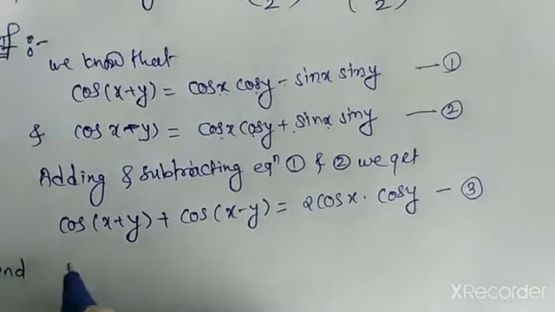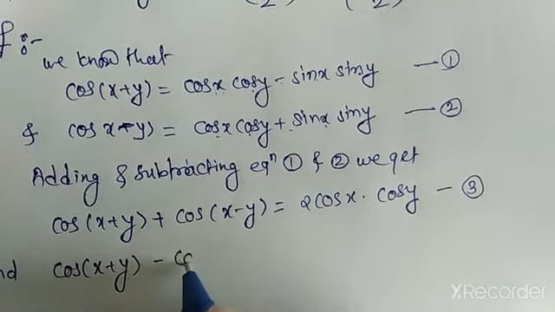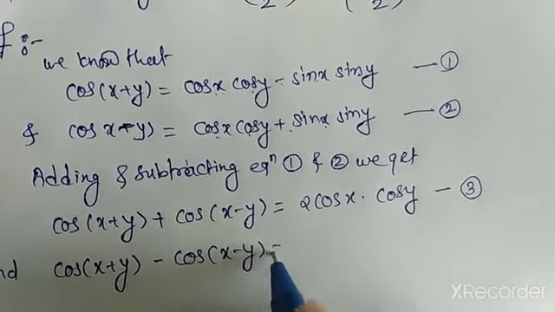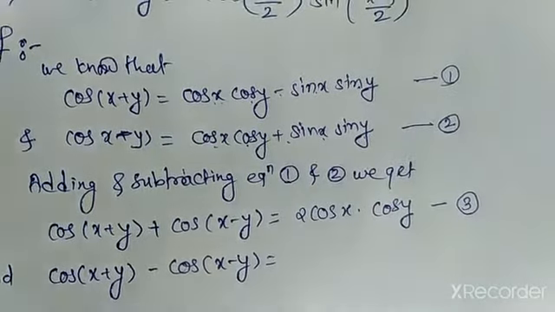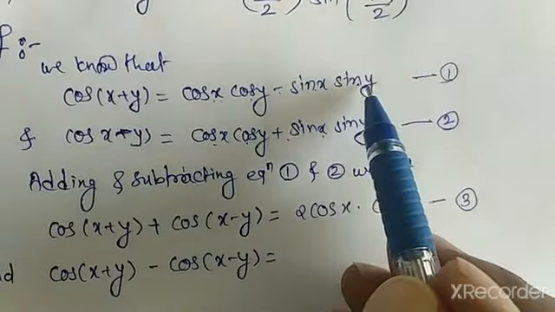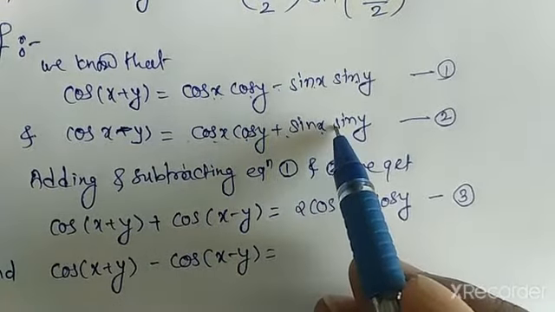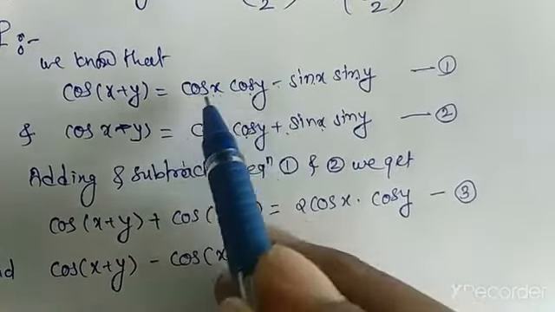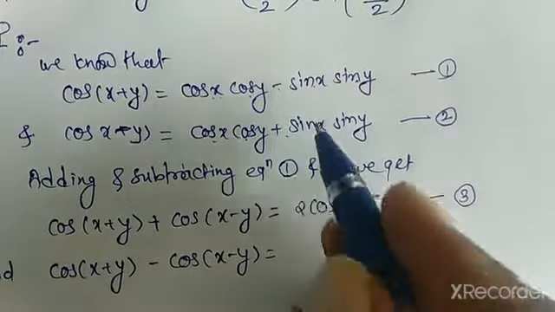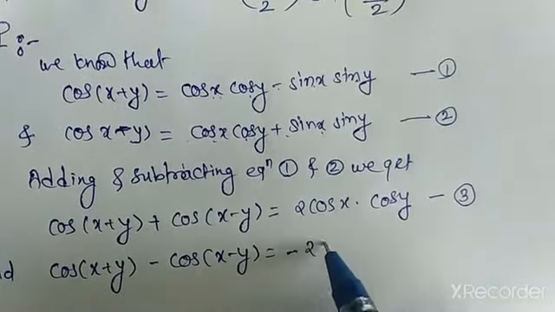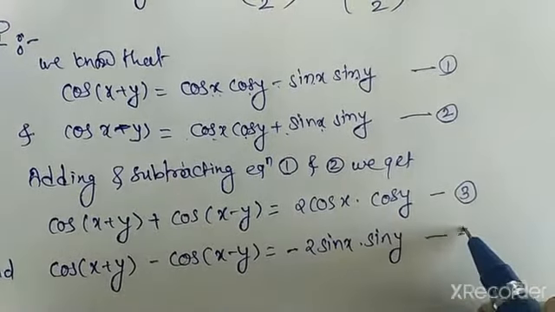And cos (x plus y) minus cos (x minus y) is equal to, now subtracting both, we can write cos x cos y minus sin x sin y, minus cos x cos y plus sin x sin y. Here the signs change, so cos x cos y gets cancelled because they have opposite signs, and only minus twice sin x sin y remains. Write it as equation number 4.